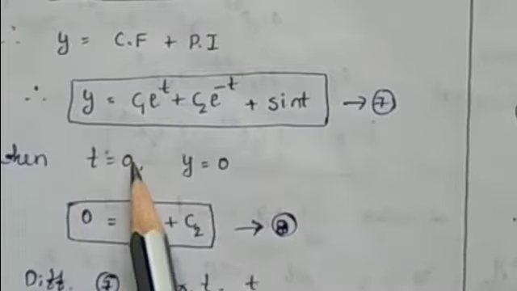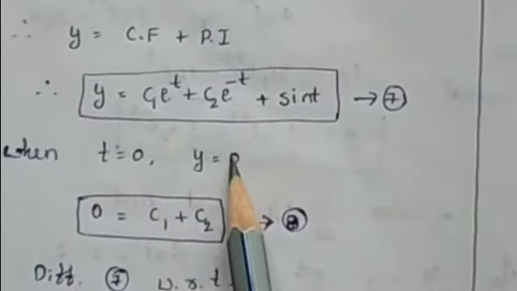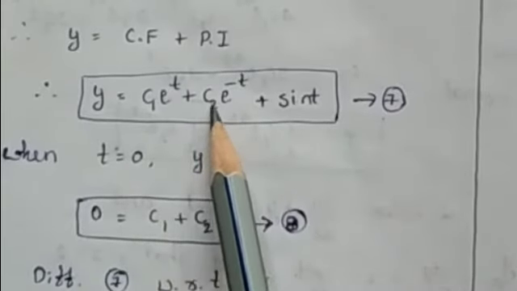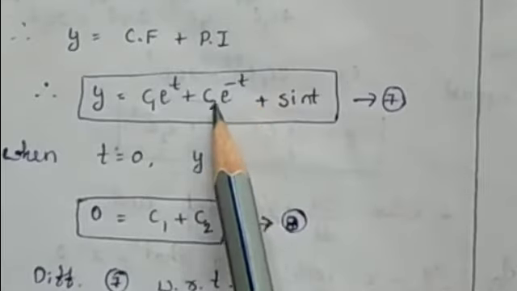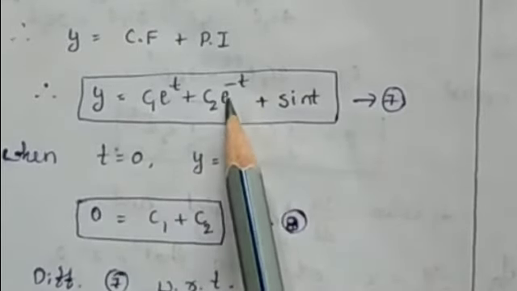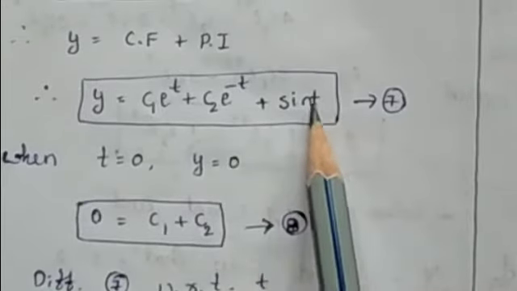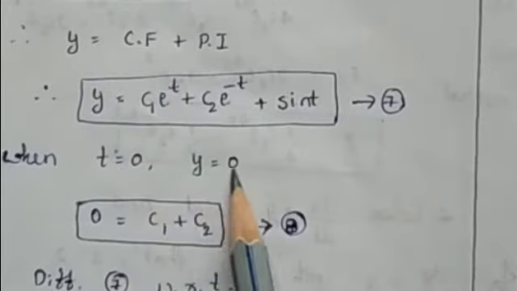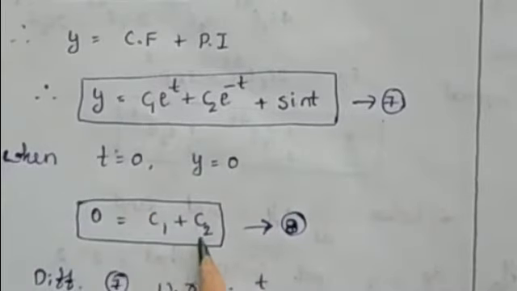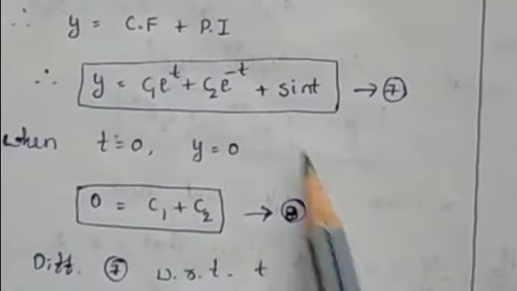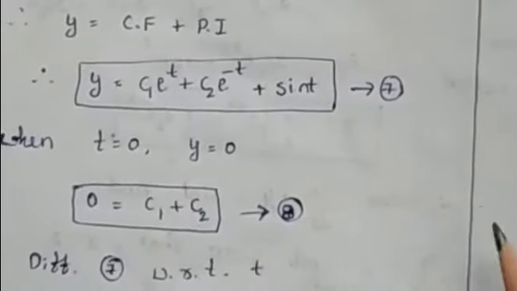When t is equal to 0, y is also 0. Put t is equal to 0. c1 e power 0, the value is 1, so c1 plus c2 e power minus 0 means e power 0, the value is 1, plus sin 0 is 0. You get c1 plus c2. When t is equal to 0, y is also 0, so 0 which is equal to c1 plus c2. Call this equation number 8. This is equation 7, and this is equation number 8.